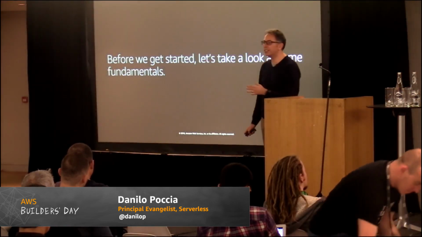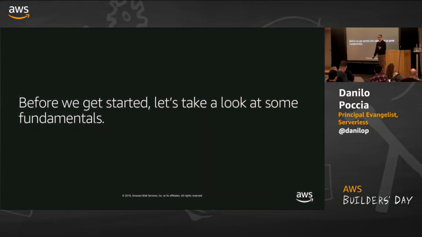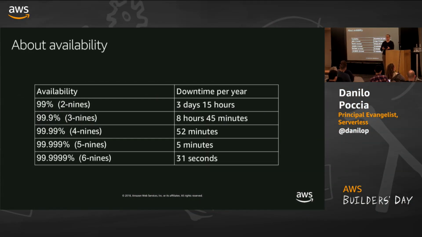So I'd like to start with some fundamentals here, and let's see what availability means. Availability means how much time during normally a year your application is responsive for your customers. Normally, we express availability with a certain number of nines, so 99%, 99.99.